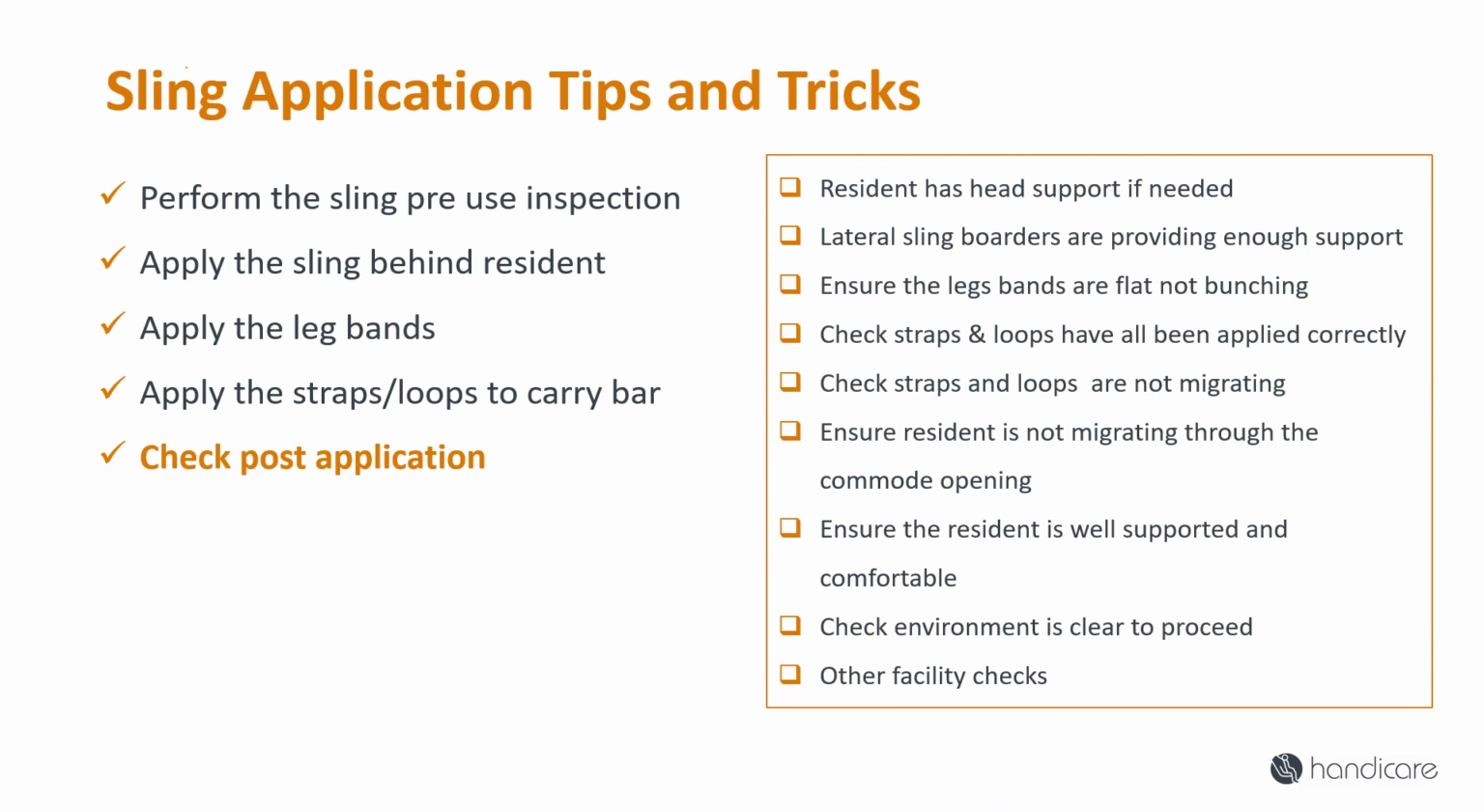Once the sling has been applied, ensure the resident has head support if needed. Ensure the lateral borders are providing enough support. Ensure the leg bands are flat and not bunching. Ensure straps and loops have all been applied and are not caught in the wheels, brakes, or under the armrests of the chair. When you raise the resident off the surface before the transfer with tension on the straps and loops, ensure the straps and loops have all been properly applied and are not migrating off the carry bar. Ensure the resident is not migrating through the commode opening, and ensure the resident is well supported and comfortable and safe in the sling. Now you're ready to begin the lift and transfer.